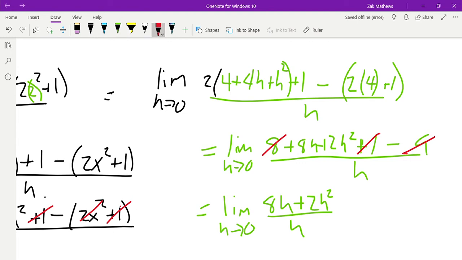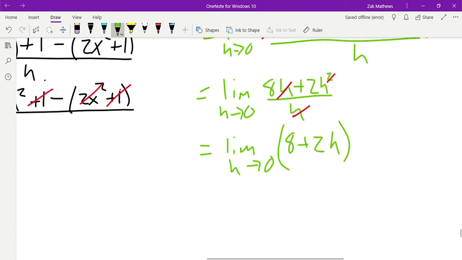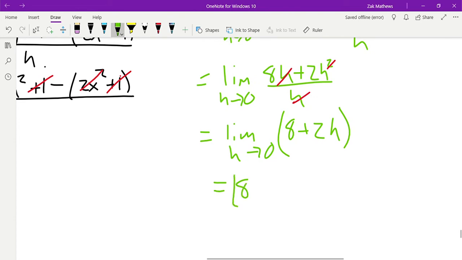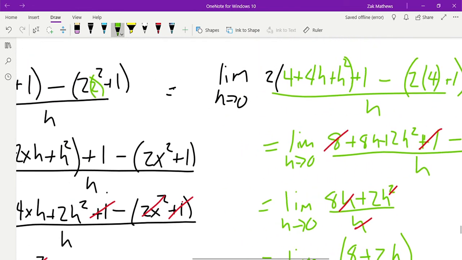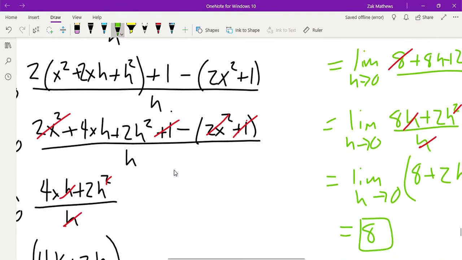Well, just like we saw a second ago, the h's are going to cancel, leaving me the limit as h goes to 0 of 8 plus 2h. And as h goes to 0, we are left with an 8 here. So it didn't matter which of the two ways we did it. The first time I treated everything just as the x. I didn't actually plug that x in right away. And that's fine. It's doing it a little bit more generally, and then we're plugging in at the back end.